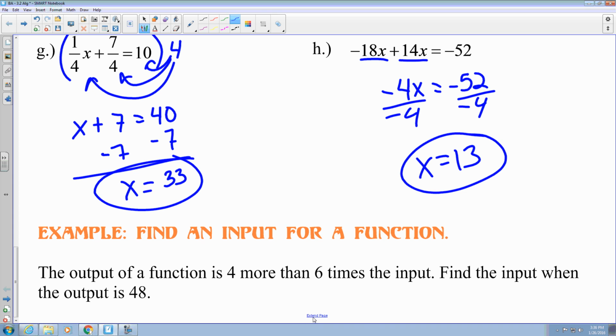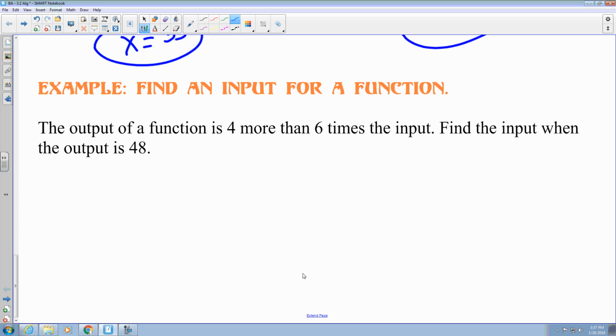Next section here, it says finding an input for a function. So if you were to remember about input and output, input is always our x values and the output is our y values. So keeping that in mind, the statement says the output of a function is 4 more than 6 times the input. So they're asking to find the input when the output is 48. So they're already telling you that y is 48. They want us to find x.